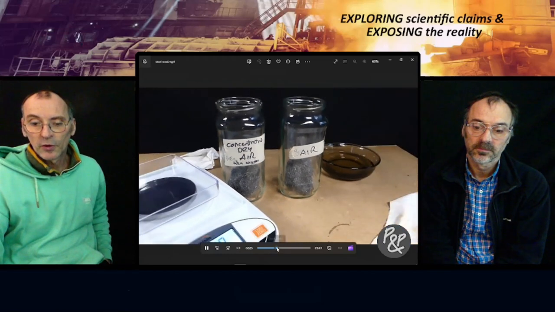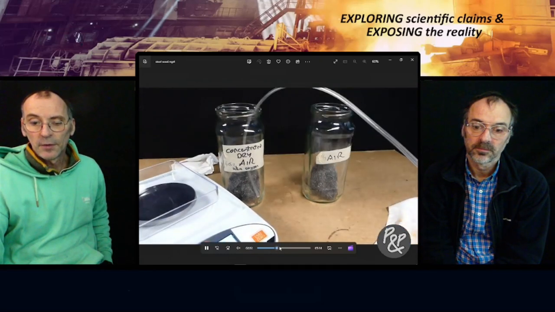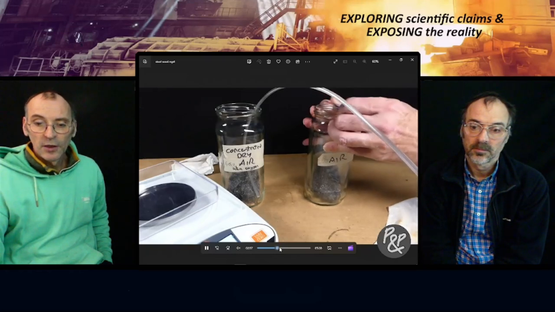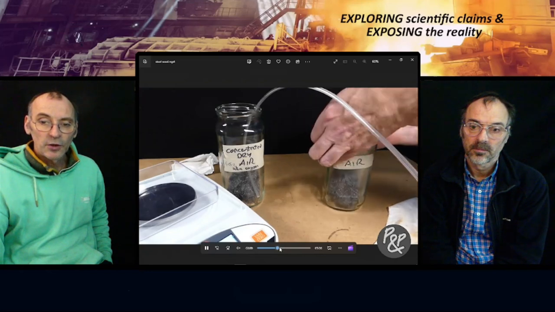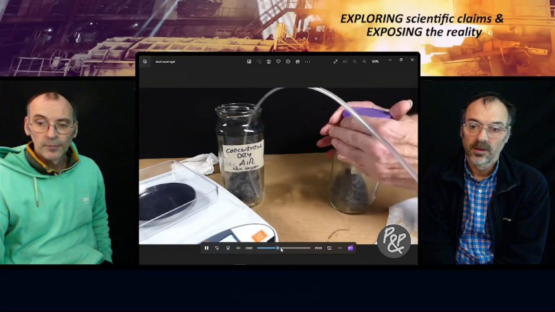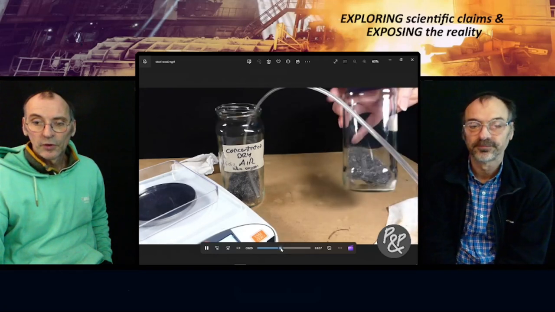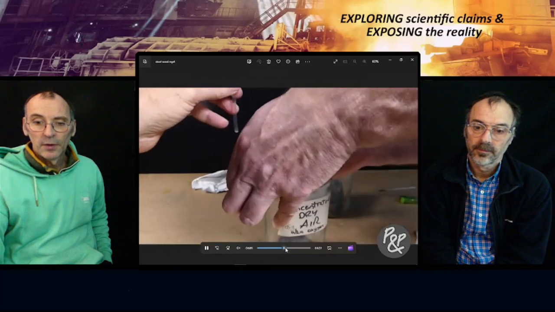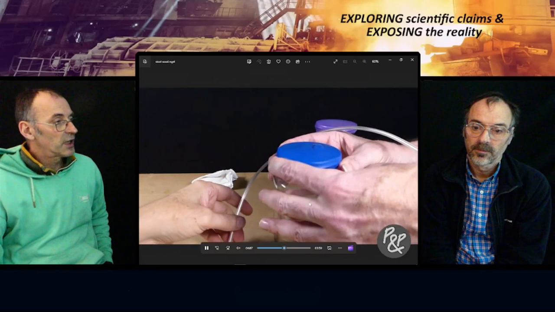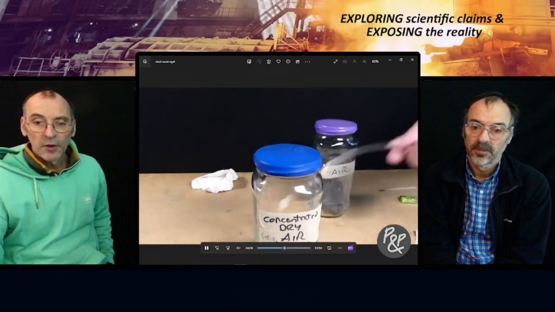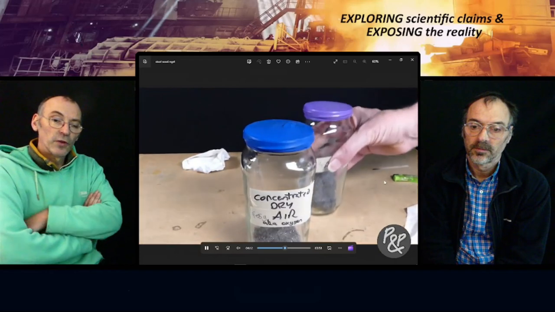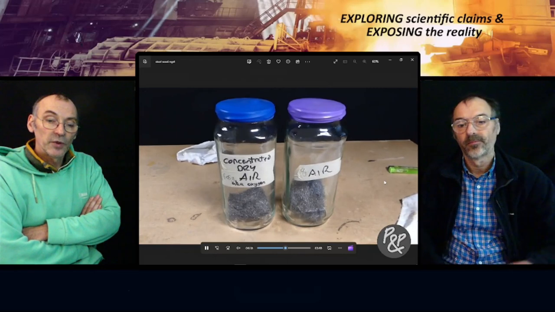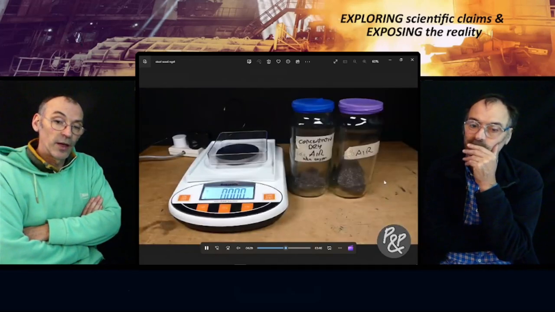We're going to fill up the jar with oxygen. Here we go, there's the jar being filled up with oxygen. We're just going to slip the balloon skin over the lid of the air jar. There you go, like putting on your sock in the morning, isn't it? So there's the air jar done. And there's the jar filled with concentrated dry air, a.k.a. oxygen, with the blue balloon skin over the top, sealing it all in.